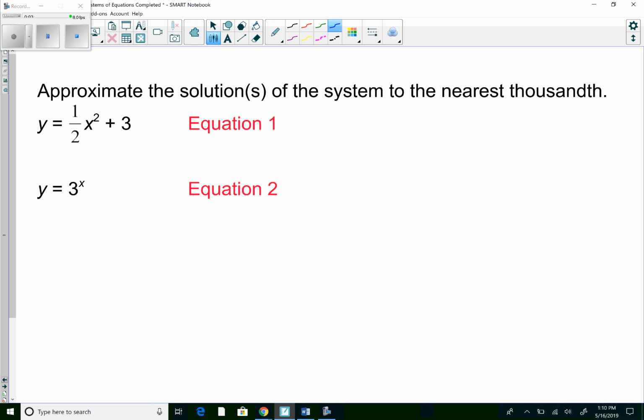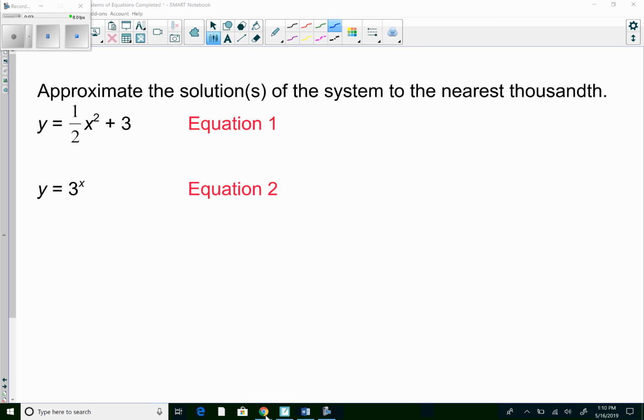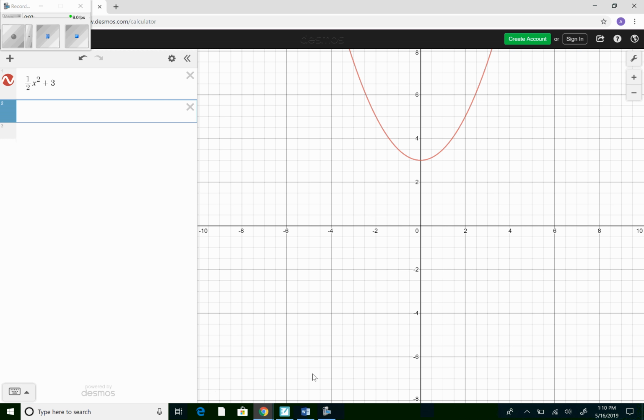All right, last example that we're going to do together. It says approximate the solutions of the system to the nearest thousandth. Again, I'm going to encourage you, just use Desmos. I actually already have mine typed into Desmos. So if you want to pull Desmos up, actually, wait a second. I think I only have one of them typed into Desmos now that I think about it.